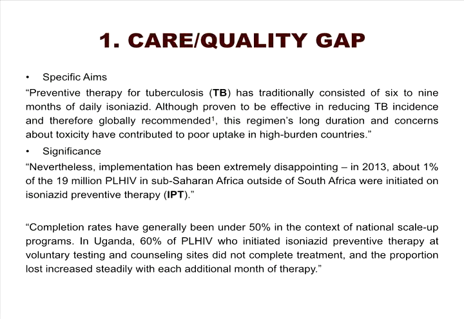In the significance section, we start to give statistics. About 1% of the 19 million people living with HIV have received TB preventive therapy, and we say that completion rates are generally under 50%, including in Uganda, where among people living with HIV it was only about 60%. So we're immediately establishing what the performance gap is related to the evidence that we want to translate.